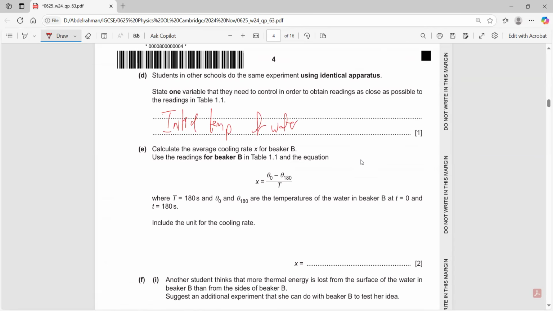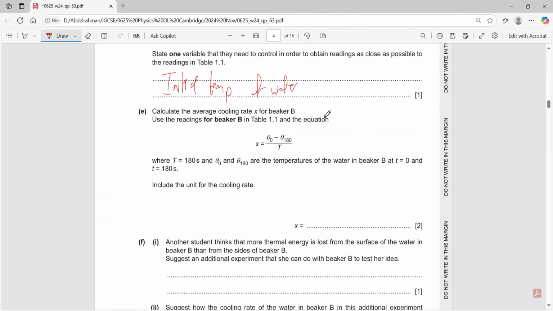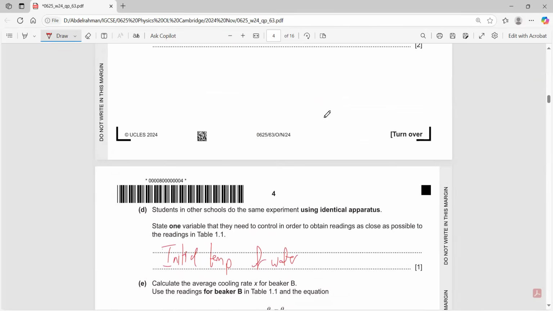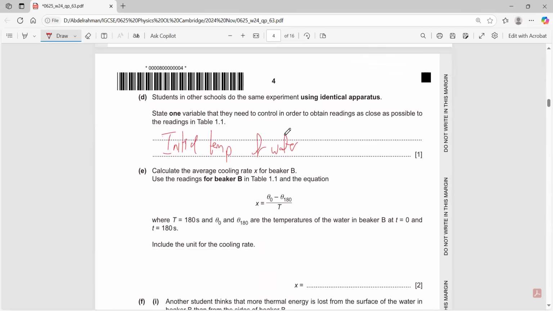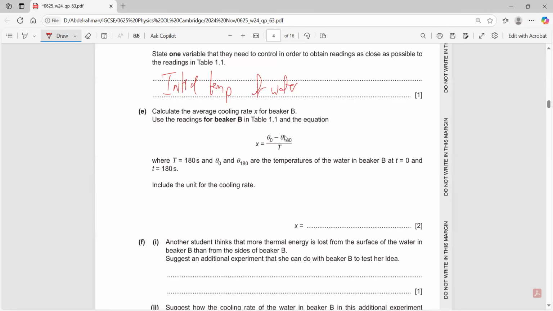Okay, can I find the rate of cooling X in beaker B? Yes, in beaker B it was from 80 to 63.5, and then divide by 180. So 80 minus 63.5 divided by 180, which is a rate of cooling of 0.0917 degrees Celsius per second. Do not forget the unit.